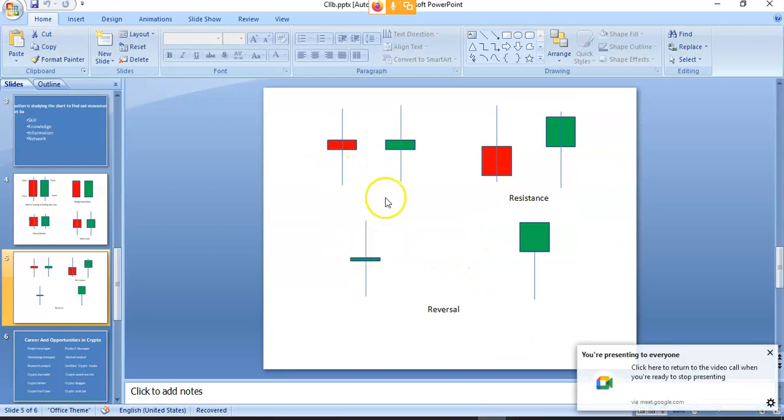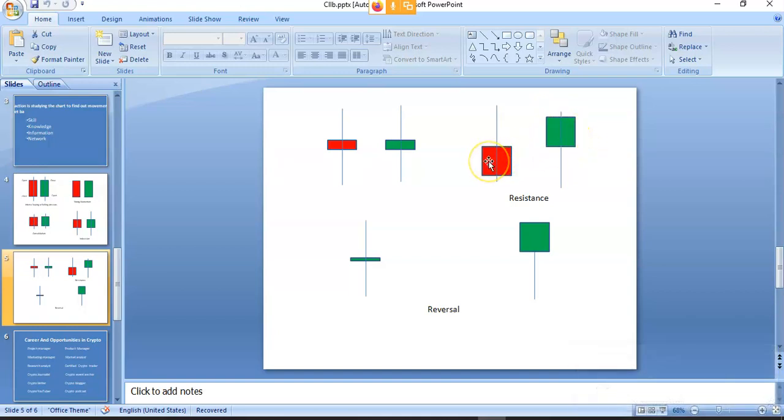Alright, so this one represents resistance. When it is in the green pattern it is a support, and when it is in the red pattern it is a resistance. But both of them can act as a resistance depending on the level the market is at at that particular time. If it's coming from down, it is a resistance, and if it's coming from up, it is a support. So if these two patterns are found below the resistance line, they are acting as resistance.